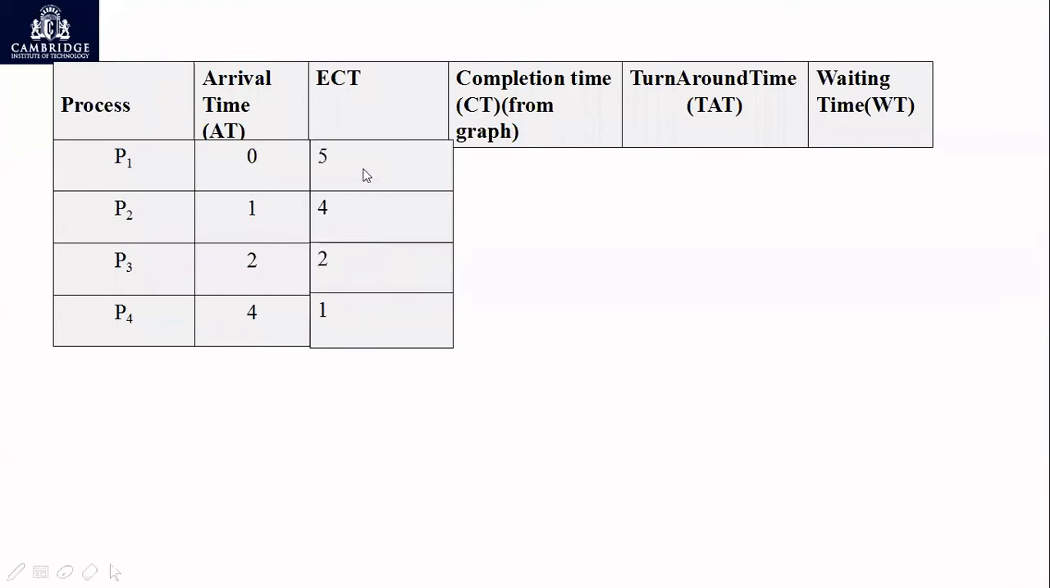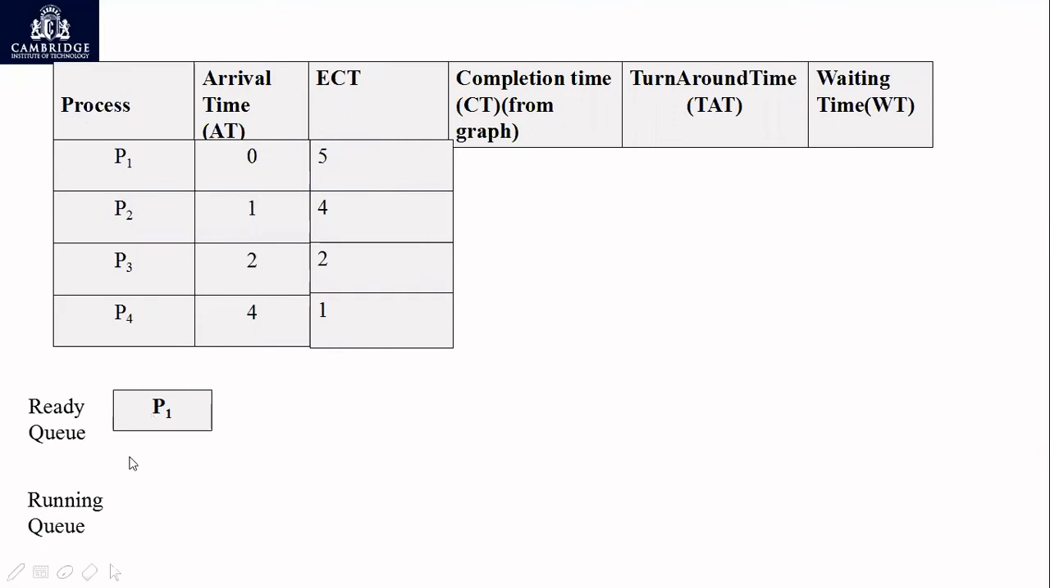The ECTs are taken from the problem statement, right? So with this data, we would now be writing 2 queues. One is the ready queue and the other one is the running queue. These 2 queues would be written now. So first we will write the ready queue based on the arrival time.